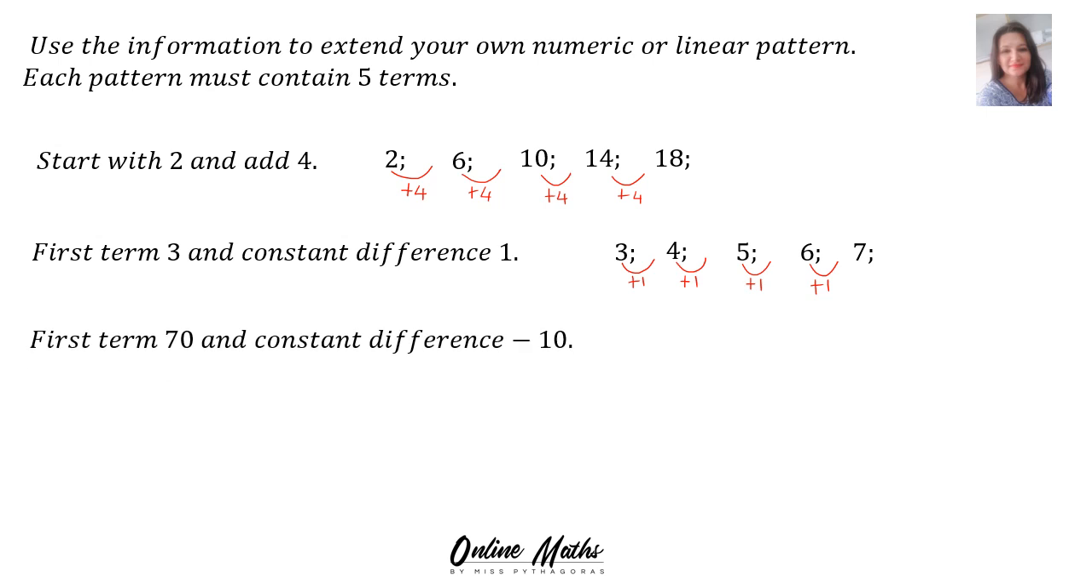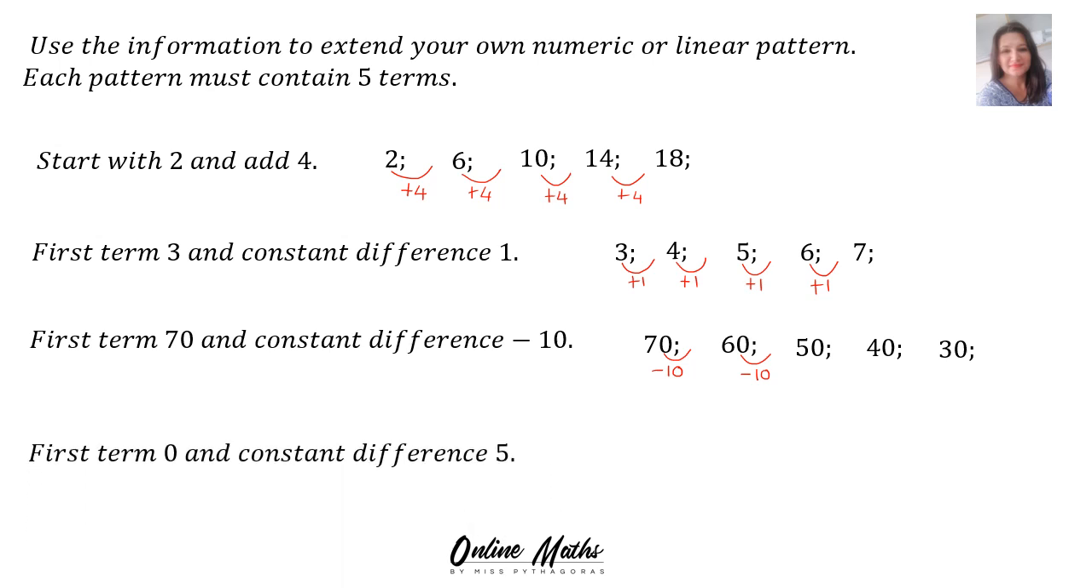First term 70 and constant difference -10. So you start with a 70. And then a constant difference of -10 means now you subtract 10. So then the second term is 60. Subtract the constant difference 10, which is 50. Subtract 10, 40. Subtract 10, 30. Please note, can you see in my little sequence or my number pattern, the terms are separated by semicolons.